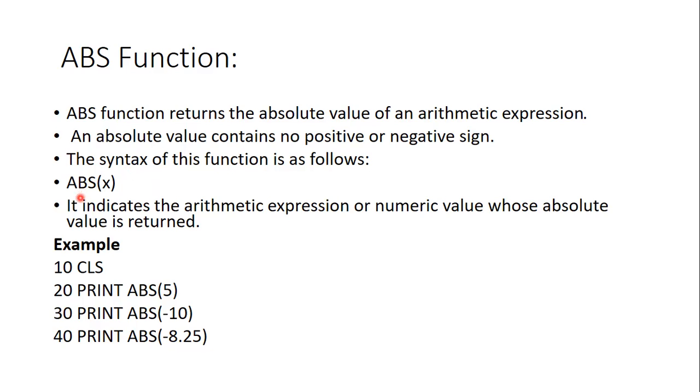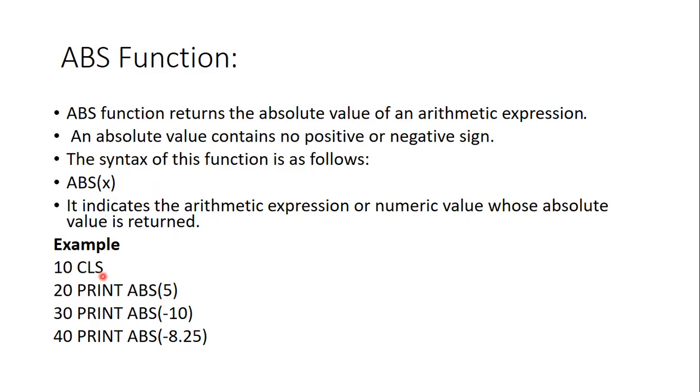As you can see in the fourth bullet, ABS is the name of the function, along with the parameter, which is x. What does it indicate? It indicates the arithmetic expression or numeric value whose absolute value is to be returned. So the name of the function along with the expression or numeric value whose absolute value needs to be returned. Okay. Let's see the example.